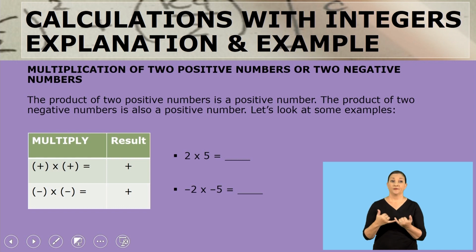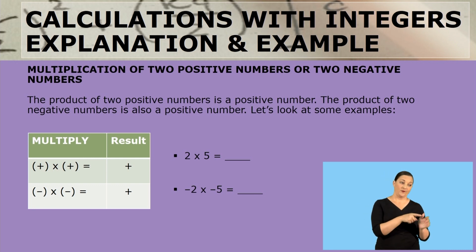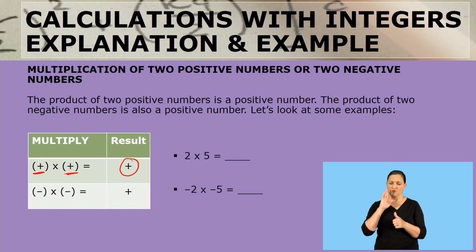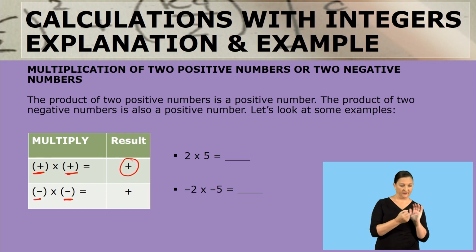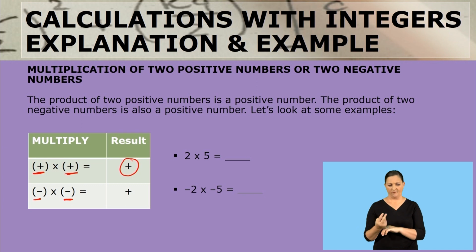So, multiplication of two positive numbers or two negative numbers. The product of two positive numbers is a positive number. The product of two negative numbers is also a positive number. So let's look at some examples. We have here on this table that if I multiply a positive number with a positive number, then the answer will be positive. Again, if I multiply a negative number with a negative number, the product of these two negative numbers will also be positive.